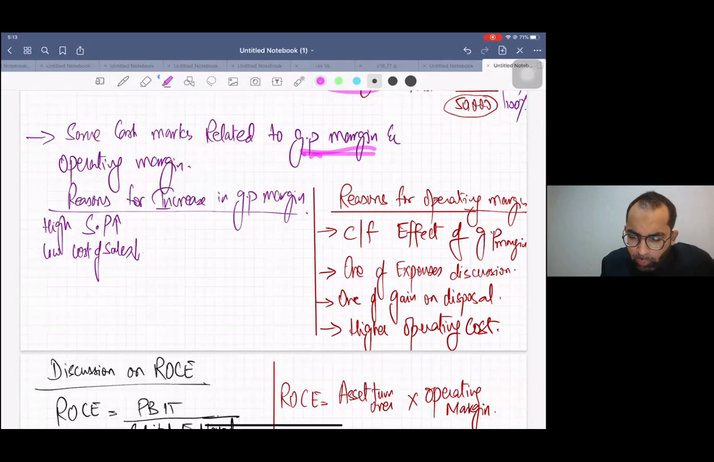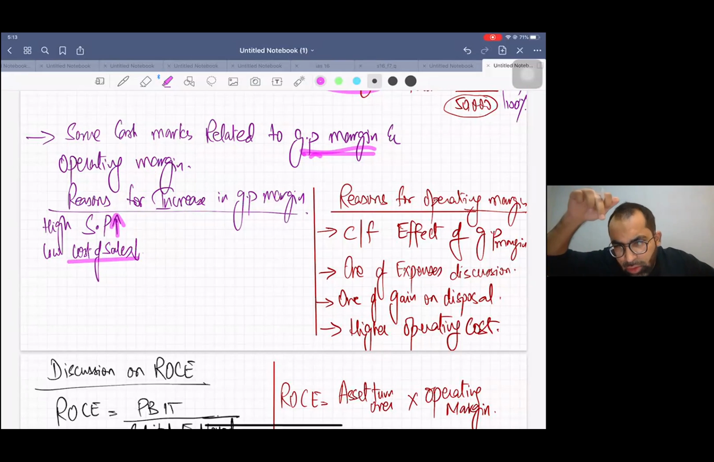What's the reason for an increase in GP margin? Normally when selling price goes up, GP margin goes up; selling price goes down, GP margin goes down. That's the first factor. And the second factor is cost. When cost of sales goes down, margin goes up. So don't forget these two. Normally you need to comment on GP margin using these two tools.